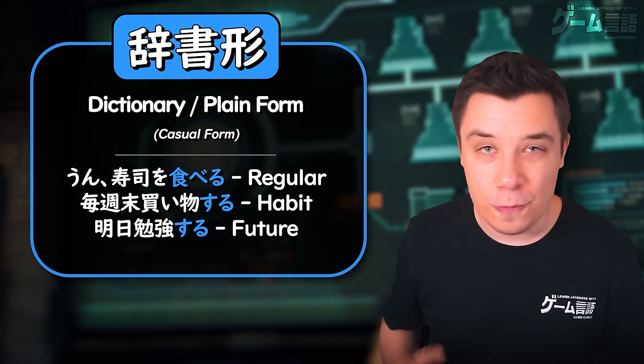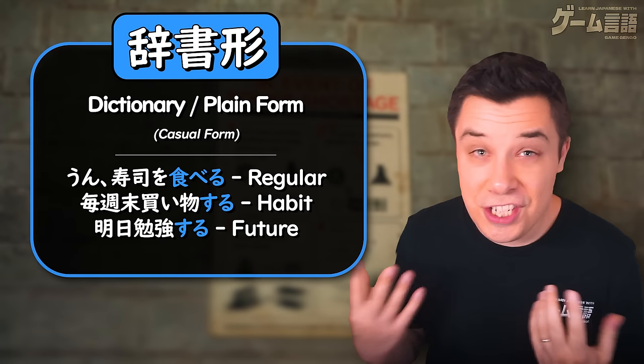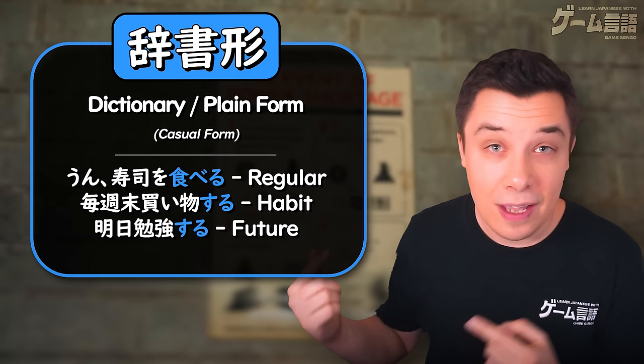So first up, we have the dictionary form of a verb. This is kind of like the baseline form for all verbs. It's also known as the plain form or the casual form. In Japanese, this form of the verb can be used both to talk about something you're going to do right now, like I will eat sushi, sushi wo taberu.